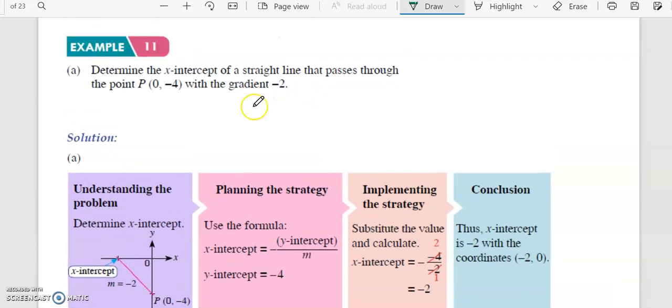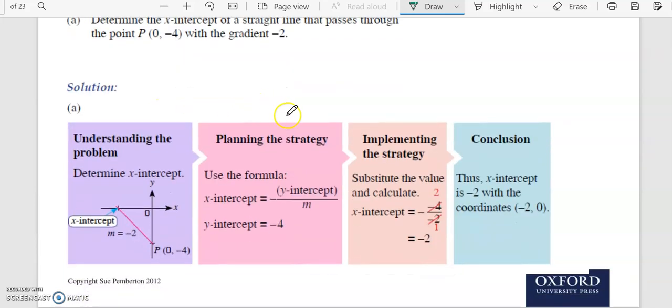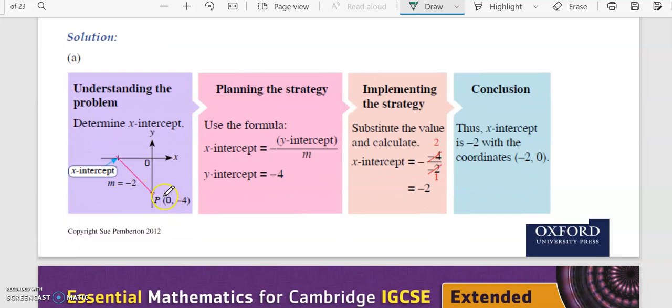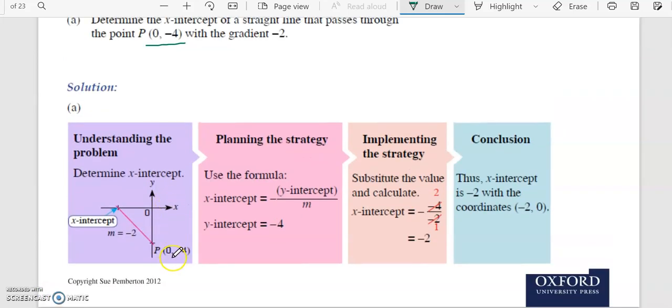Determine the intercept of a straight line that passes through the point P(0, -4) with the gradient negative 2. Now they give the gradient value and one point, and we need to determine the x-intercept. When we have a point like this, we can draw it. P is the y-intercept, because x is 0 and negative 4 is the y-intercept. Here we can use the formula m equals negative y-intercept over x-intercept. To get the x-intercept, we rearrange. Substitute y-intercept negative 4 and gradient negative 2, and we get the value negative 2. So the x-intercept is negative 2, with coordinates (-2, 0).